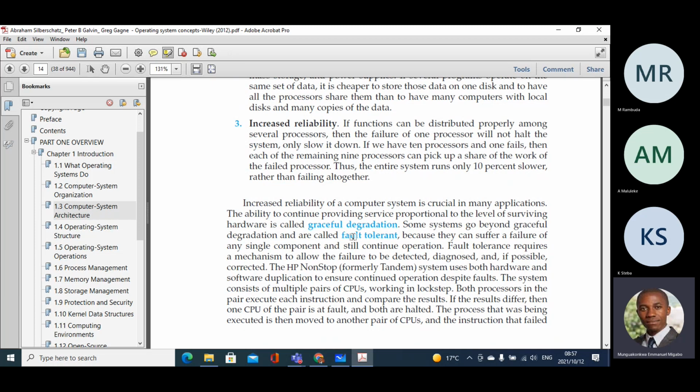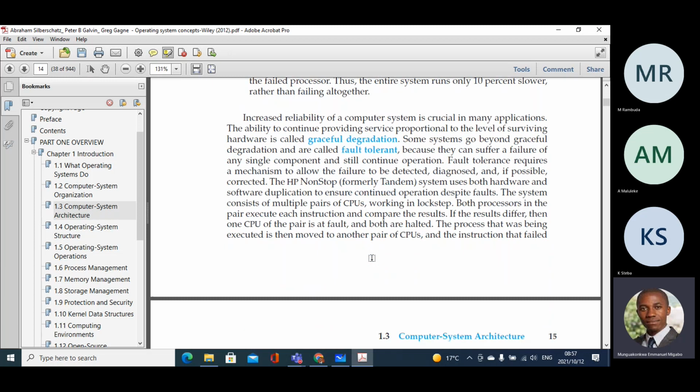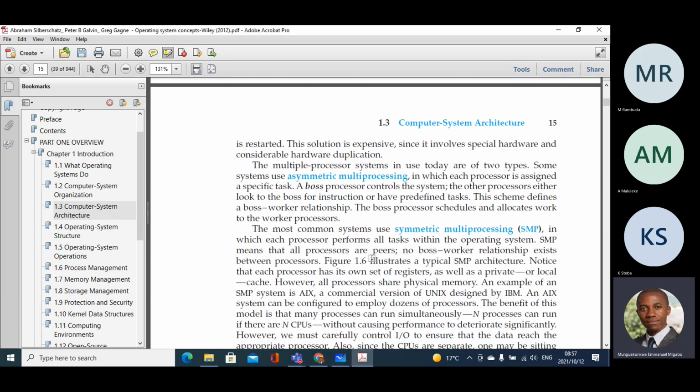The HP NonStop, formerly Tandem, system uses both hardware and software duplication to ensure continued operation despite faults. So that's a typical example of a fault-tolerant multiprocessor system, HP NonStop, as it's called. So I think the concept of single processor and multiprocessor is quite clear in that sense.